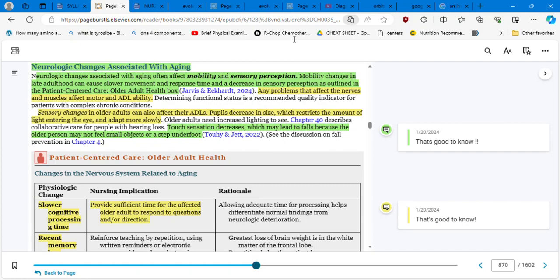Hello students, welcome to the second part of this assessment of the nervous system chapter. We're going to talk about the neurologic changes associated with aging.